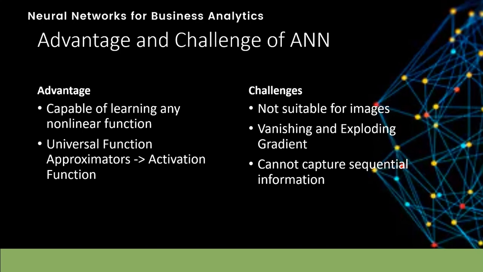And thirdly, artificial neural networks cannot capture sequential information in the input data, which is required for dealing with sequence data. In the following session, we will see how to overcome the limitations of machine learning using two different architectures, which are recurrent neural networks and convolutional neural networks.